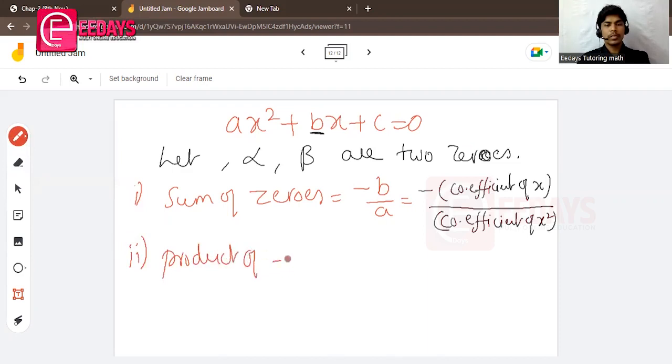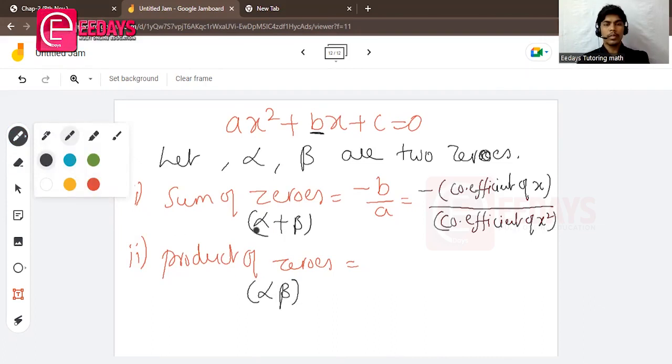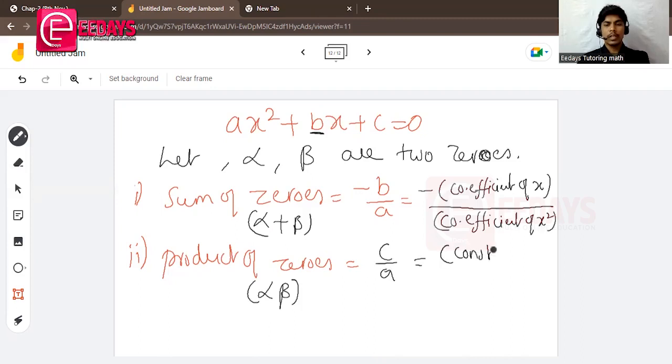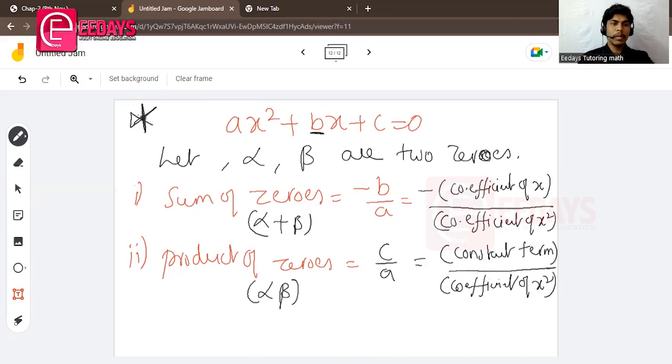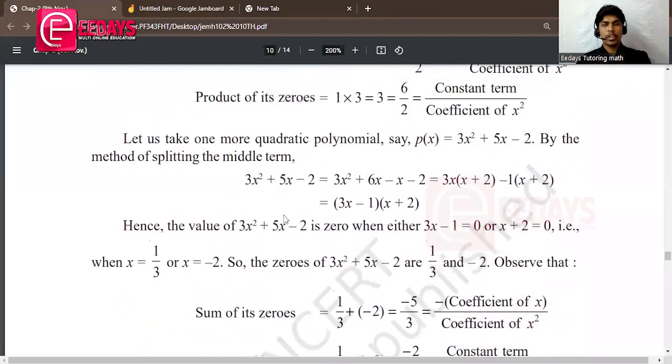Product of zeros. Or else simply you can write it as, the two zeros we have taken are alpha and beta. The sum of zeros is nothing but alpha plus beta, and product of zeros is nothing but alpha into beta. Product of zeros is nothing but c by a. C here is a constant term, the constant term by coefficient of x square. Okay. So this is the formula and a very important point. If they give an equation, you just find like this. So this is the sum of the zeros and product of zeros.